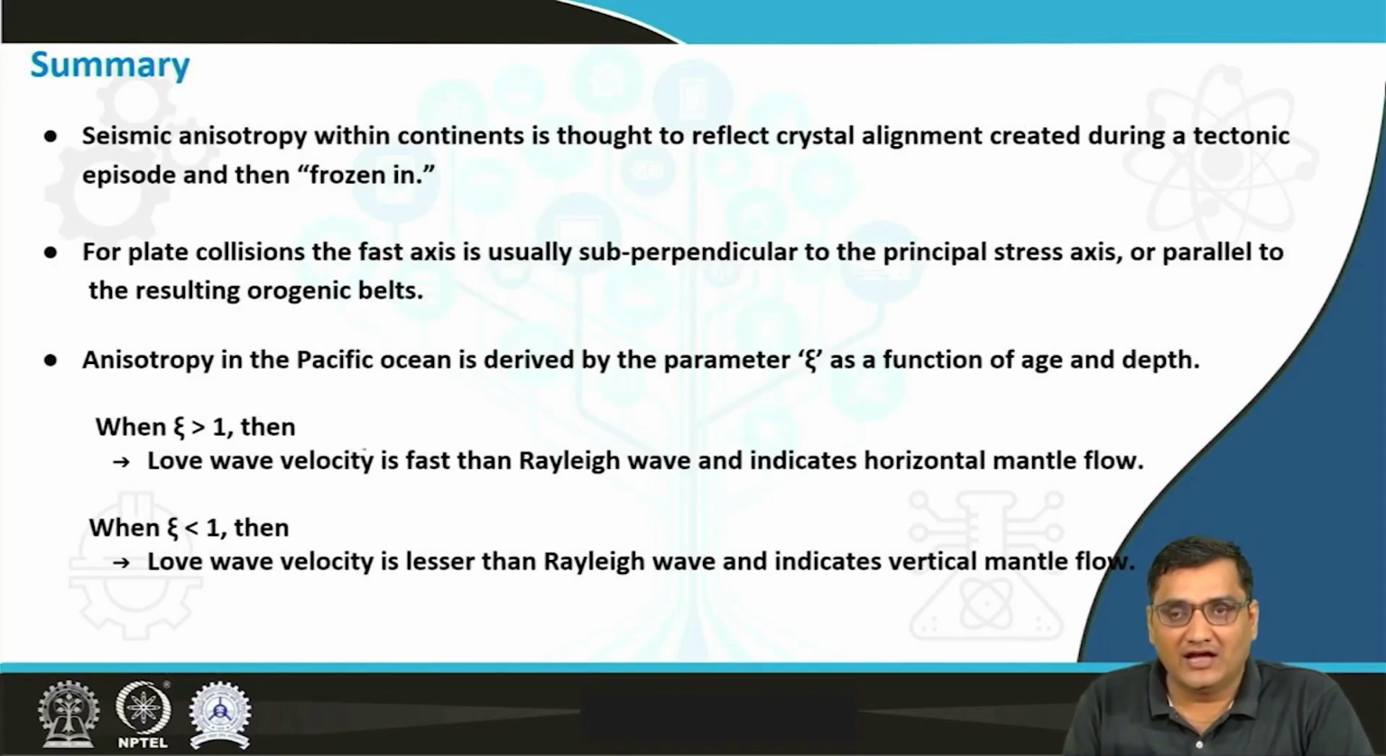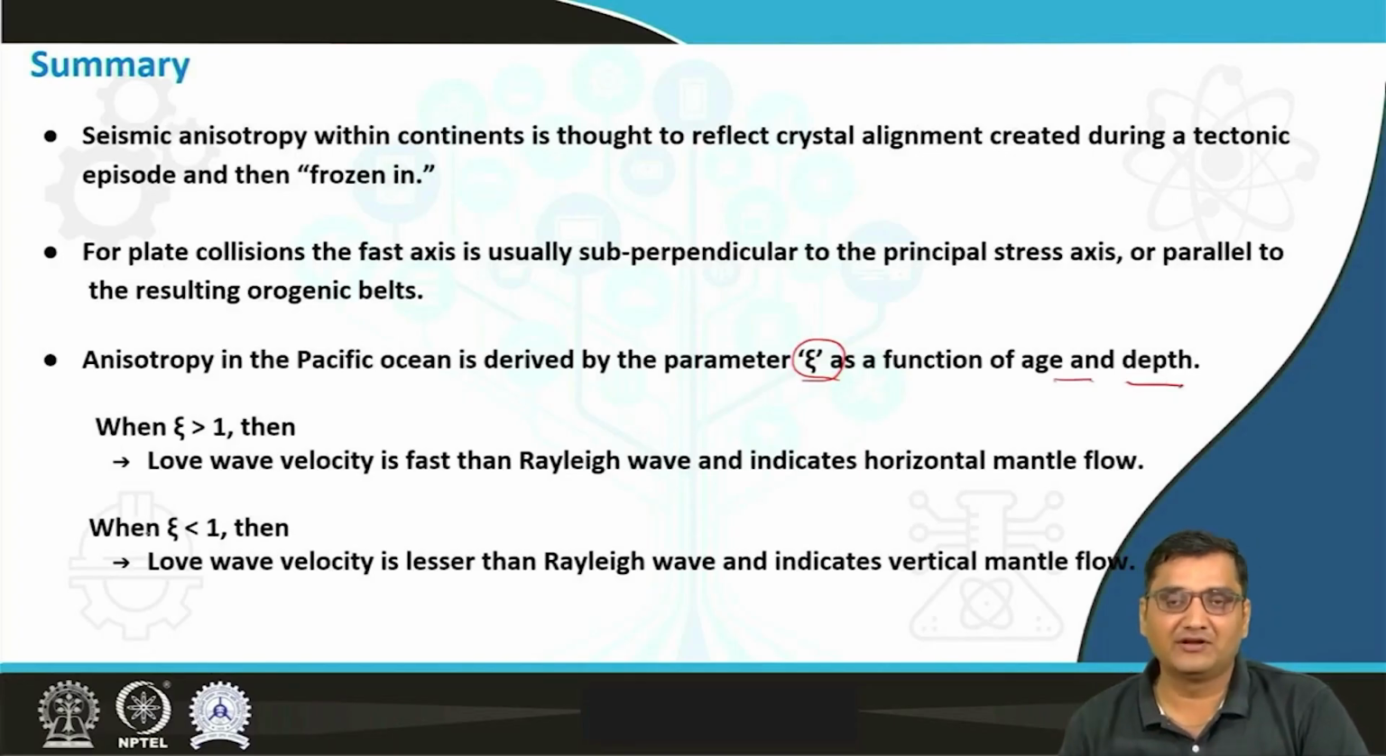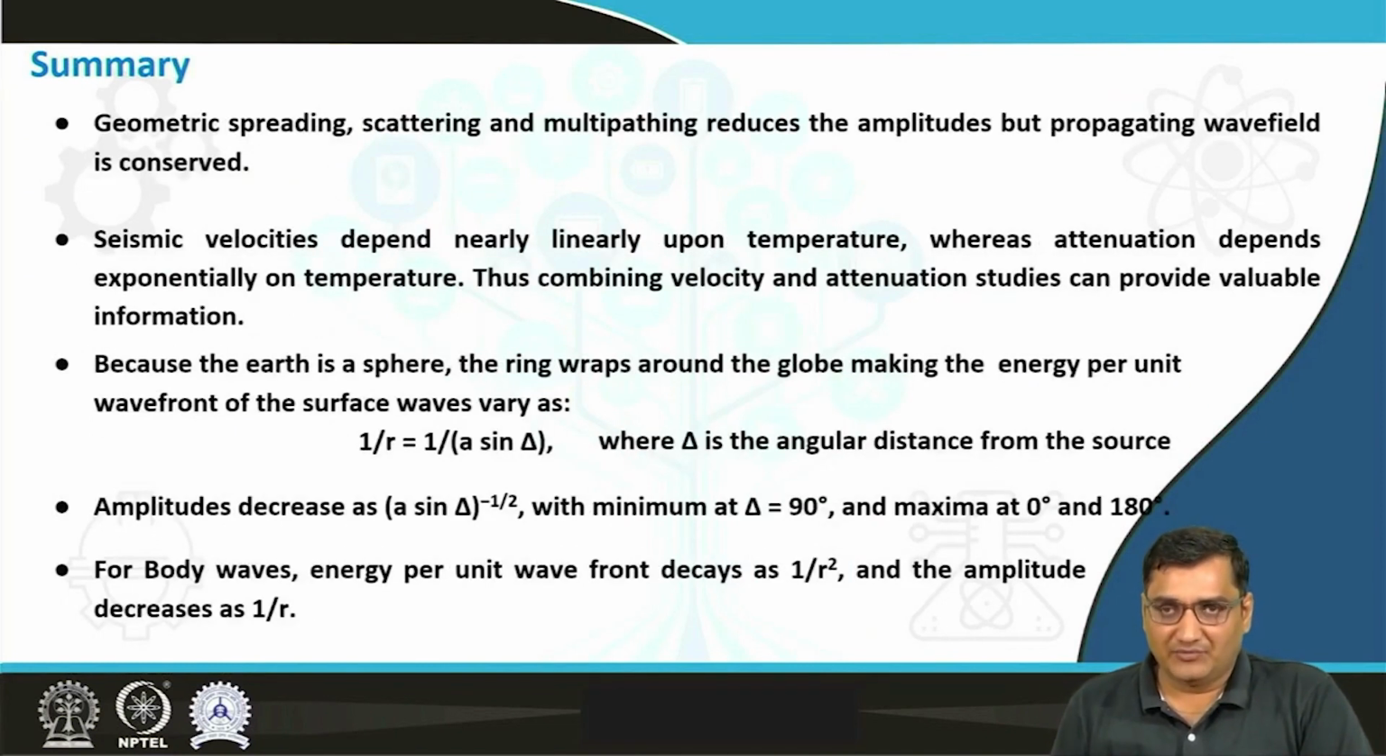And as we have seen in our previous lecture, the anisotropy in the Pacific Ocean is derived by the parameter zeta, which depends upon age and depth. When it is greater than 1, the Love wave velocity is faster than the Rayleigh wave velocity, which indicates horizontal mantle flow. In case zeta is less than 1, the Love wave velocity is lesser than the Rayleigh wave velocity, and it indicates vertical mantle flow.